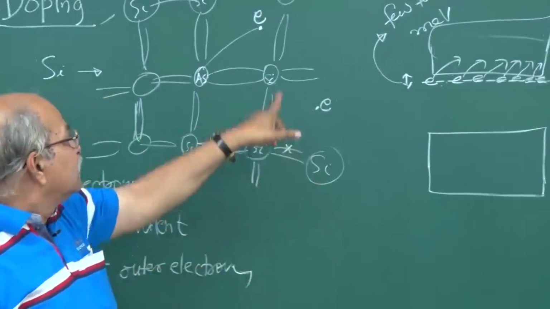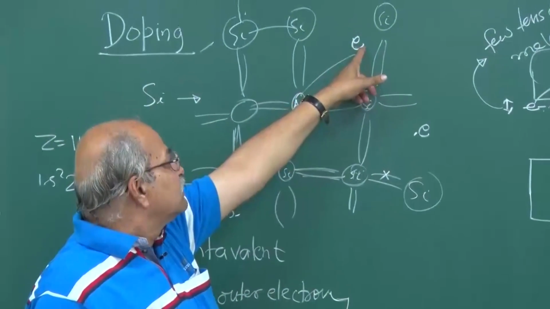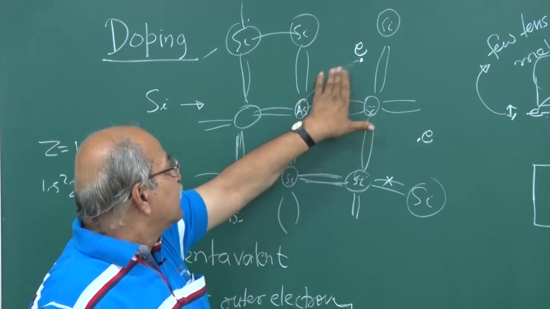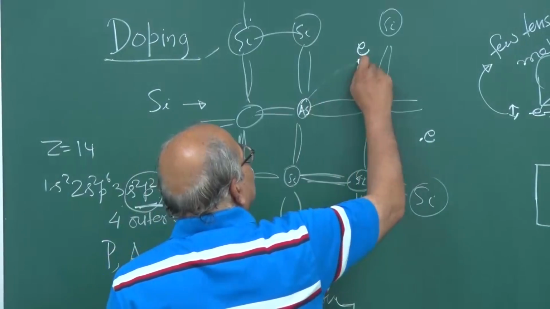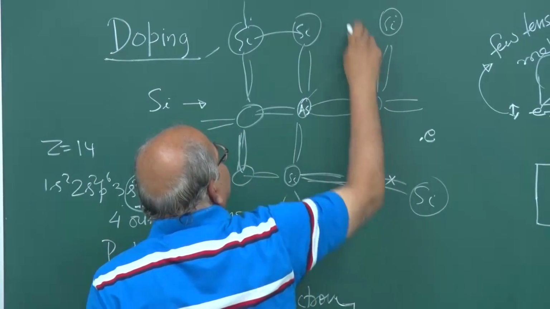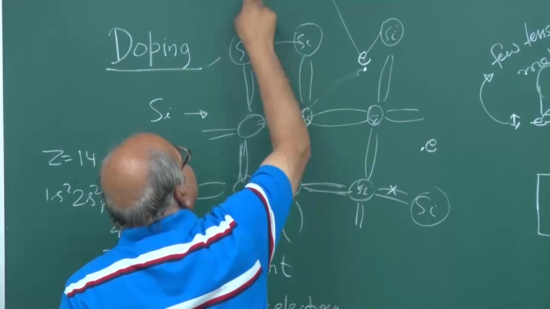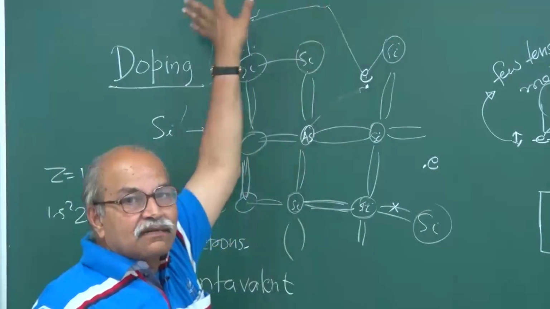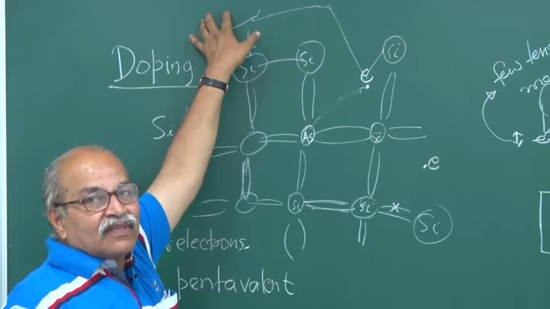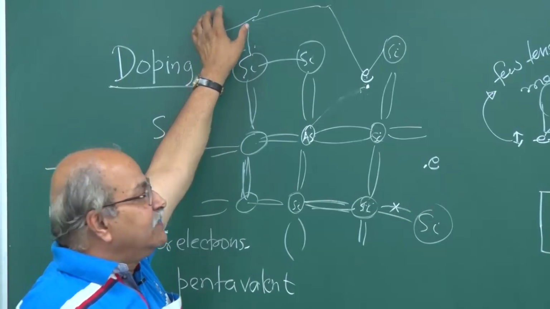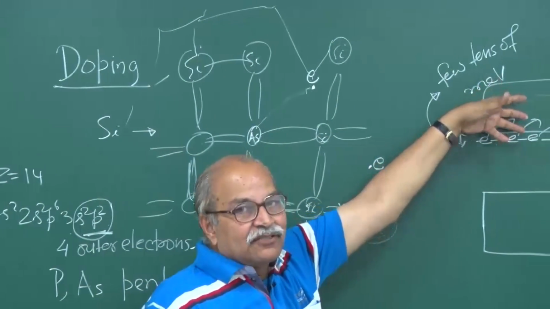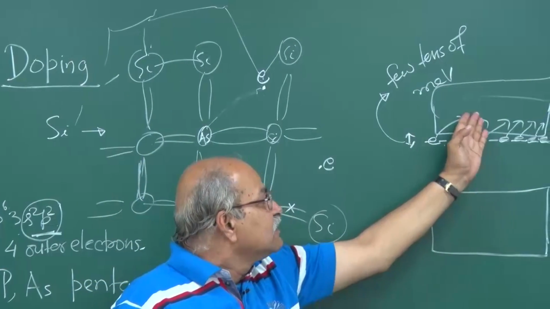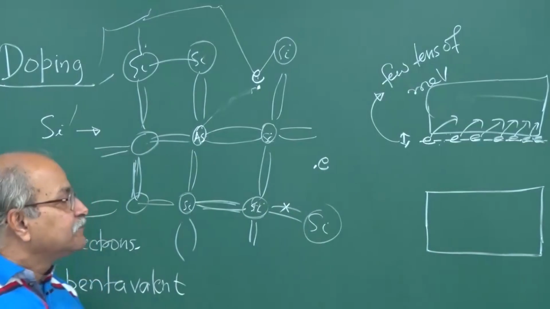So that means this electron, which is very weakly bound to this arsenic, can go from this atom to that atom and that atom to that atom and so on. It can go anywhere from here to here, and once it goes in this surrounding, the energy is here in the conduction band. So that's the meaning of these electrons going from the impurity level to the conduction band.